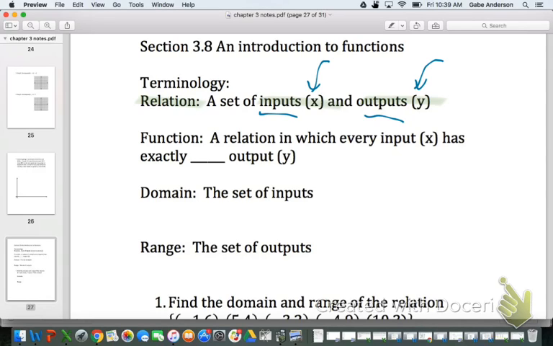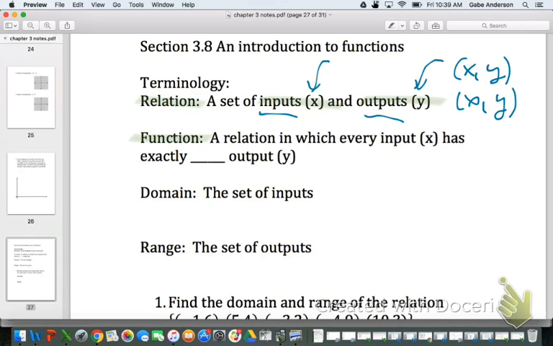So a relation is really simply a group of x comma y's. A bunch of x, y's, points on a graph. A relation is just a group of those, right? A set of those. So we've dealt with those already quite a bit. We just didn't call them a relation. The other word up there is a little bit more important, and that's the word function.